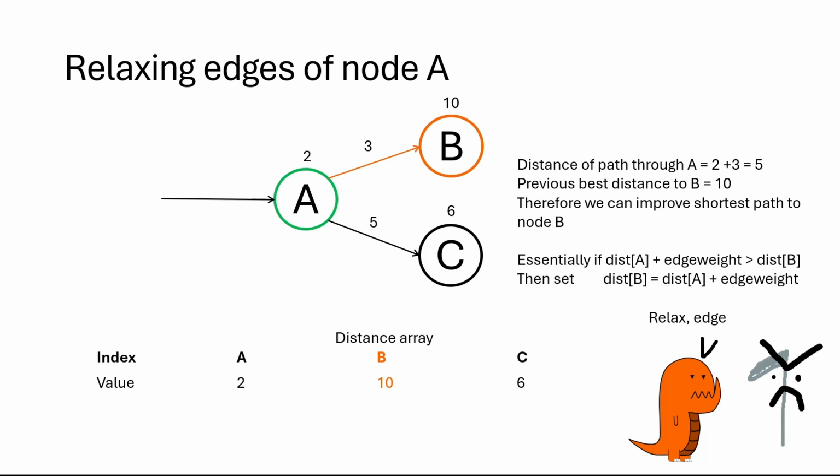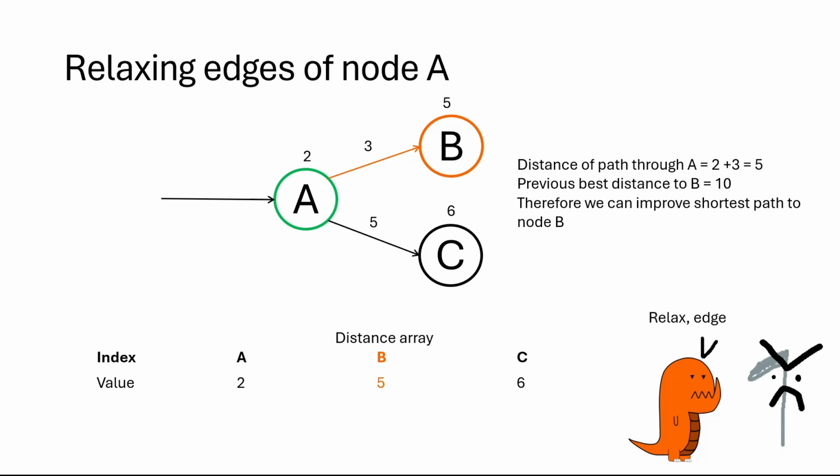In this case, node B's distance started as 10, but if we assume that node A's distance to the origin is 2, then by taking the edge connecting them, we discover a better path to node B through node A. This path has a total distance of 5, the distance to get to A, plus 3, the weight of the edge. As a result, we update our smallest known distance to node B.